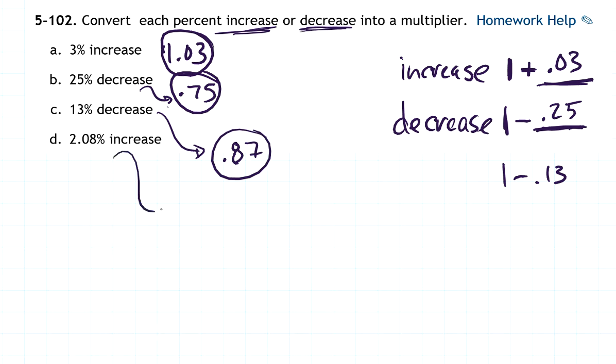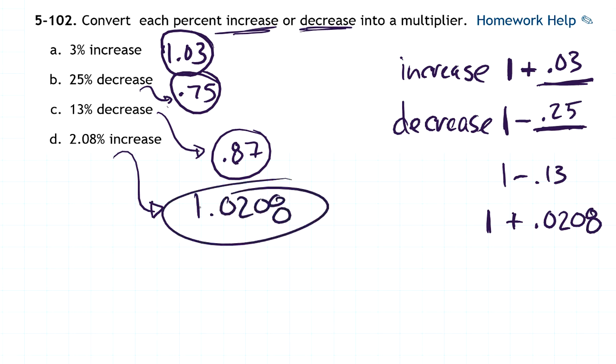And then for D, I've got a 2.08% increase. So it is a percent increase, so I'm starting with my 1, and I'm going to add to that 0.0208, which would give me 1.0208. So that is my multiplier if I've got a 2.08% increase.